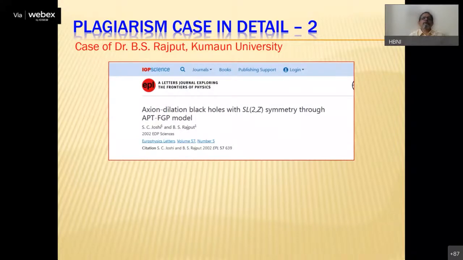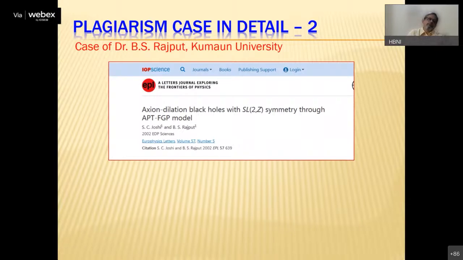There was another very famous case, again from India. I suppose many of you are already aware of this particular case. This is of Dr. B.S. Rajput from Kumaon University. At the time when this happened, he was actually the vice chancellor of the university. They published a paper in the journal Europhysics Letters. This is the title of the paper, and the authors are S.C. Joshi, who was a student, and B.S. Rajput. It was published in 2002.